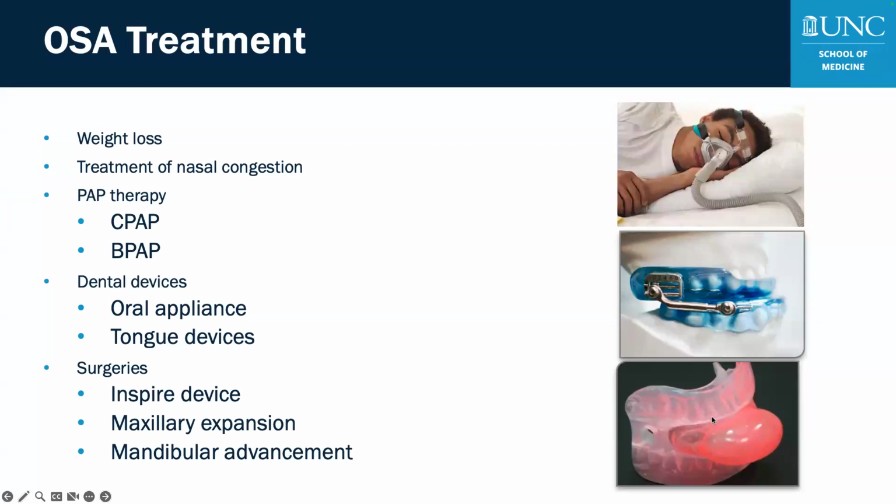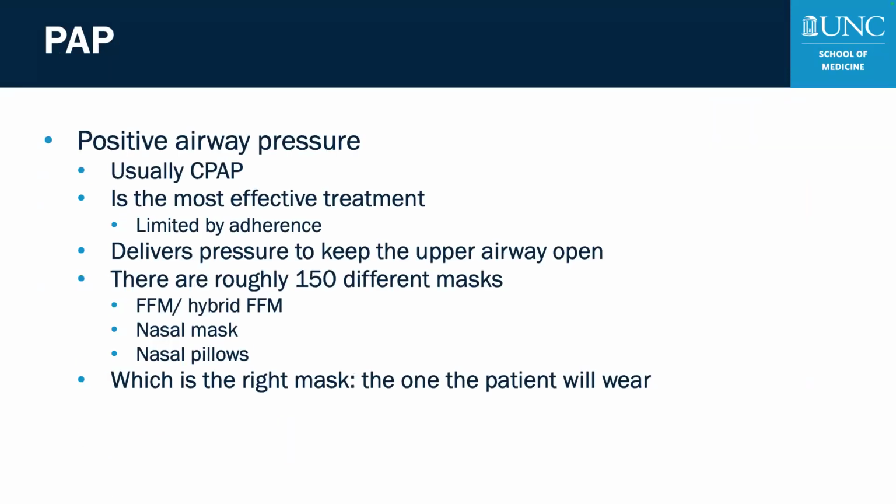That's what that one is, a tongue device. This is rarely used. And then there's surgeries. The big one, the newest thing, is the Inspire device. It's a hypoglossal nerve stimulator. I'll talk about that. And then more drastic things like surgeries where they basically break your jaw and make it longer and try to open up that airway. Yeah, they're pretty drastic, and they're not really great because oftentimes they don't work.